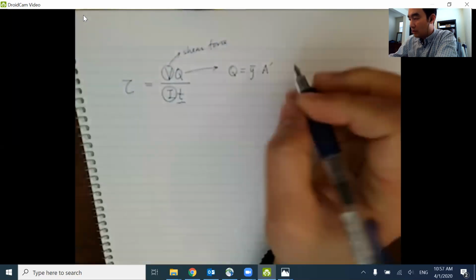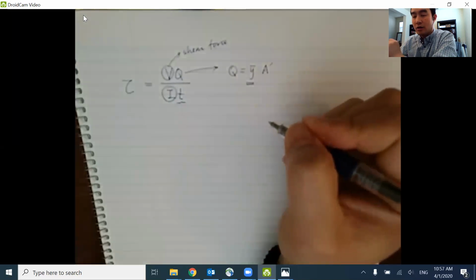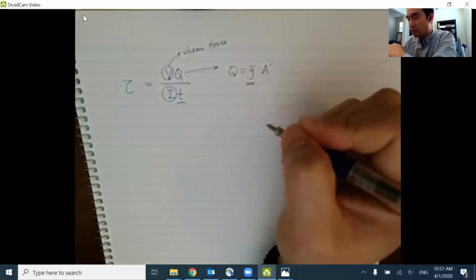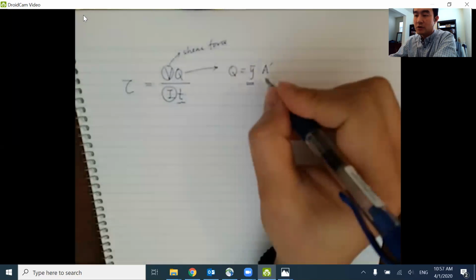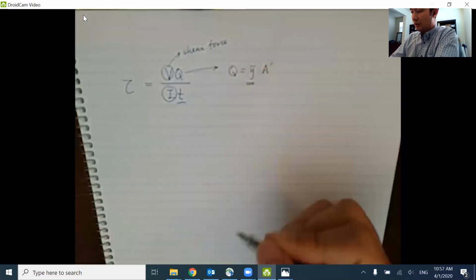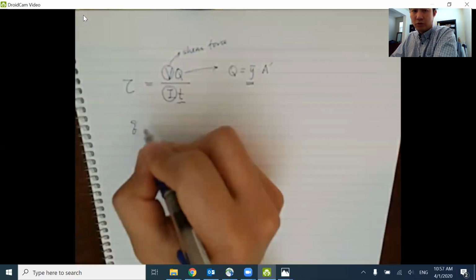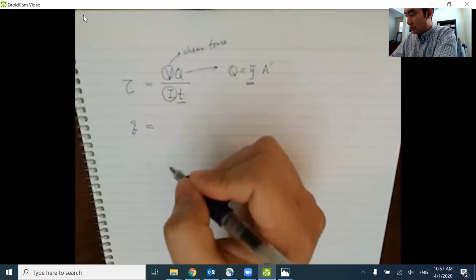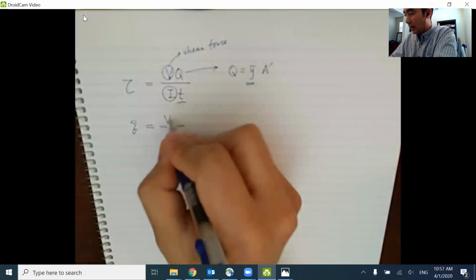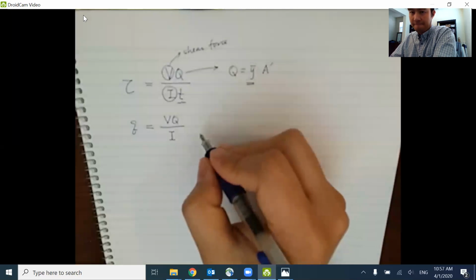So we have to measure the distance from the centroid, from the neutral axis, to the center of the area that we are considering, and this is the area. So it is called the first moment of area. We also talked about shear flow, small q, which is VQ over I. So this is the shear force per unit length, right?